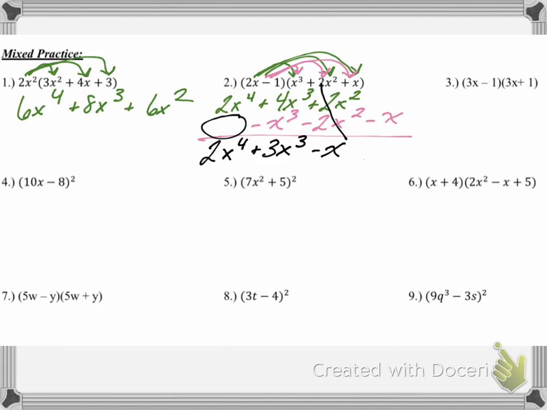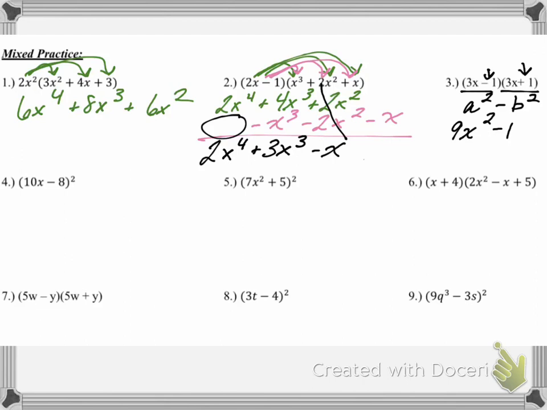So then in number 3, this is a special case because I see two binomials. They are the exact same except for one is minus and one is plus. So I know that that's the sum and the difference of a binomial. And so that's the formula a squared minus b squared. So that would simply be 9x squared minus 1.